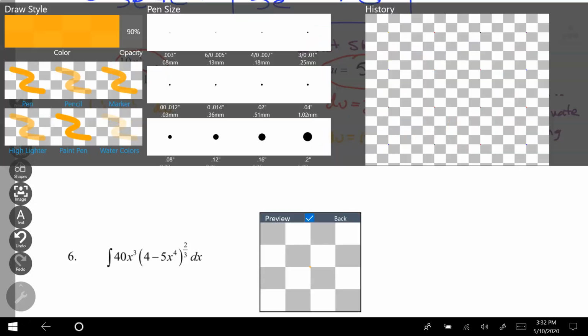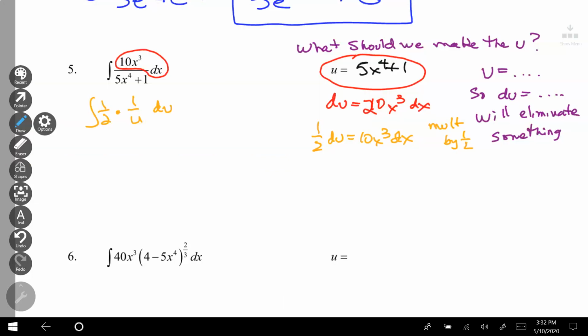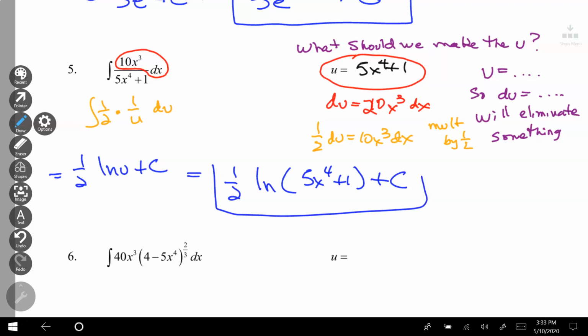So when I take this antiderivative, well, it's going to be 1/2. And again, the antiderivative of 1 over u is ln of u plus c. And when I clean this all up, I get 1/2 ln, and the u is just 5x to the fourth plus 1 plus c. A little bit more complicated. You have to figure out what the u is going to be for you.